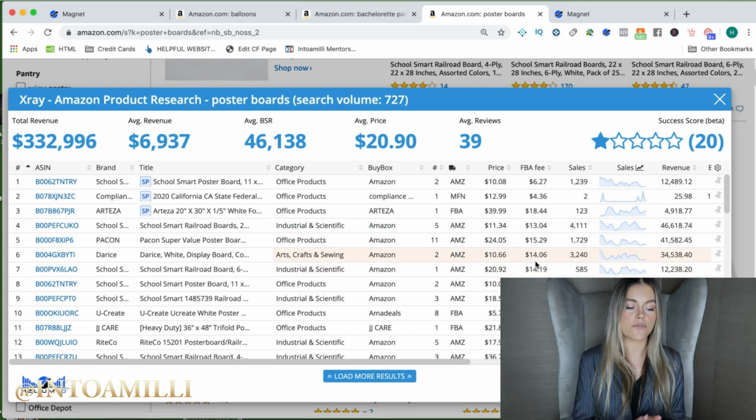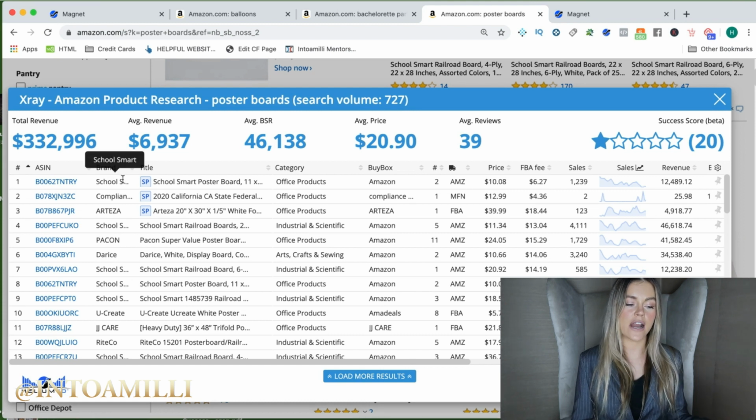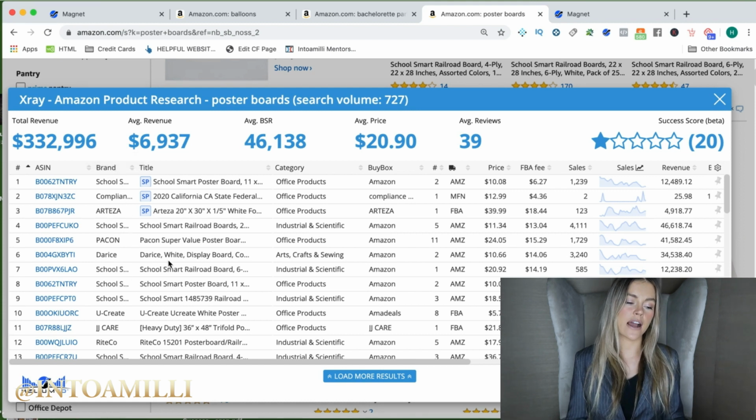But the second problem is, of course, you want to check for brand dominance. And that's actually what I touched on earlier. Is there a specific brand that's dominating? For example, right here we can see School Smart has 1, 2, 3, 4 spots on the first page, plus they have a sponsored ad running for this. So that's a red flag. I wouldn't go into a market that is brand dominated like that.